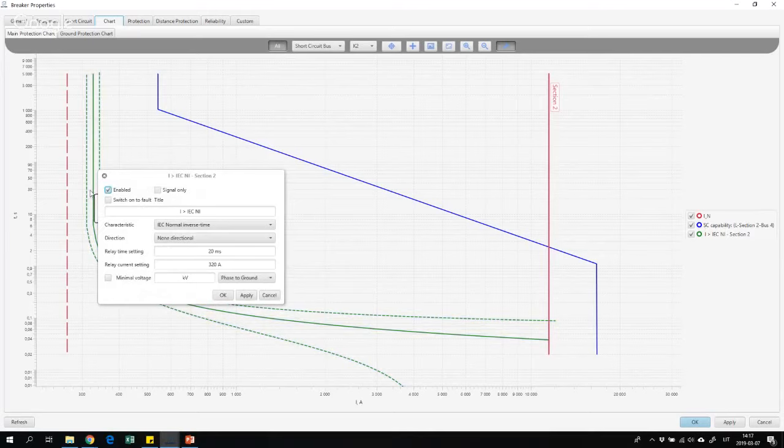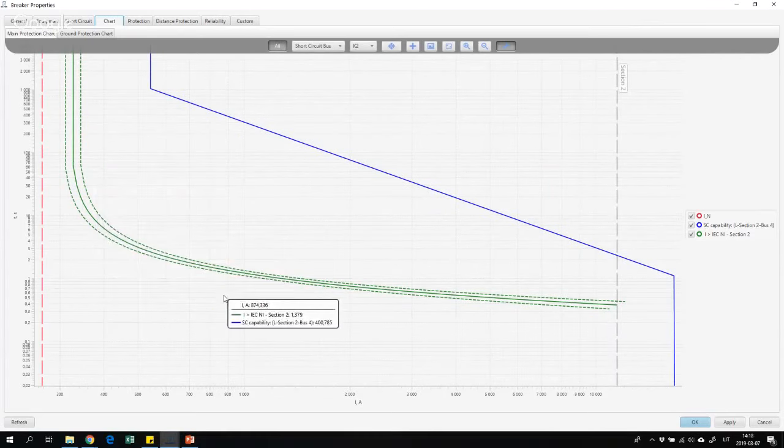In order to change time, I can double click on the curve itself, and I can, for example, enter 200 milliseconds instead of the existing 20 milliseconds. So I will see directly how this curve is affected by changing the time setting. And actually we will change this time setting judging on the protection devices that are closer to the loads.